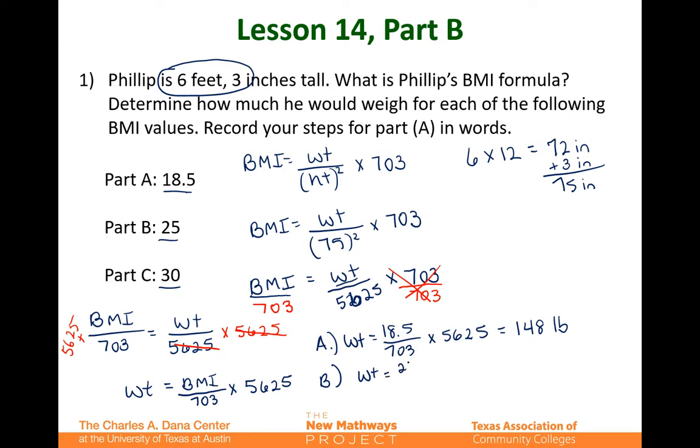If his BMI is 25, which is so it's still a healthy weight, but it's the other extreme. That's a 7 right there. Hope you can tell that that's a 7. 25 divided by 703 times 5625. And this one, he weighs 200 pounds. So at 6 feet 3 inches tall, there's quite a range of healthy weights.